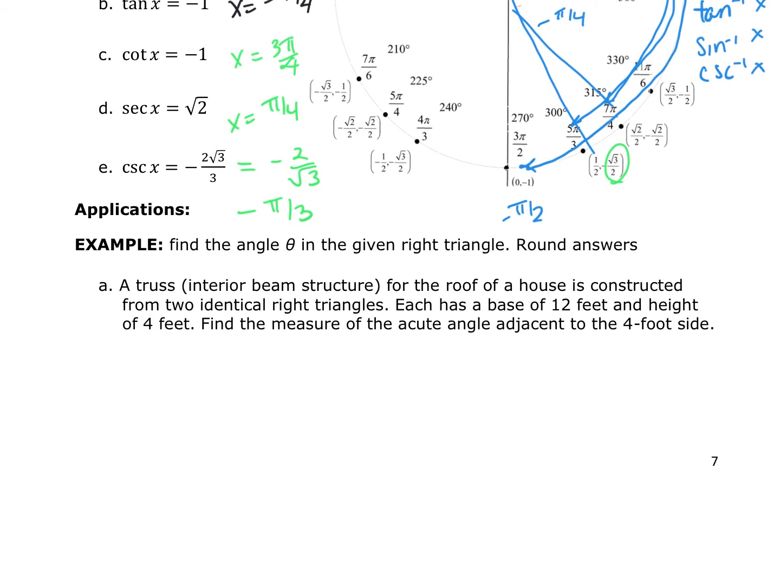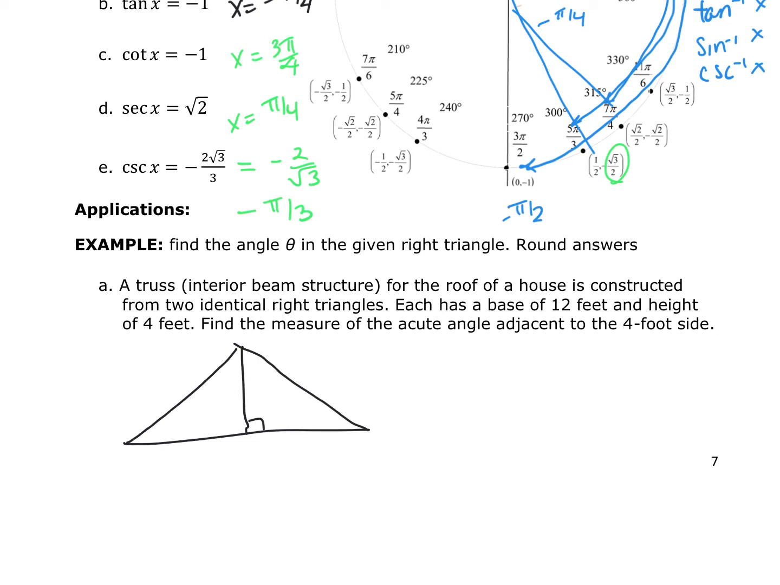Here are some applications. Now these are going to be applications where we're working on right triangles. A truss or an interior beam structure for the roof of a house is constructed from 2 identical right triangles. Cool. Let's draw my right triangles. Bam, look at that. That's so perfect, isn't it? You're just like, wow, I'm in awe of your drawing skills.